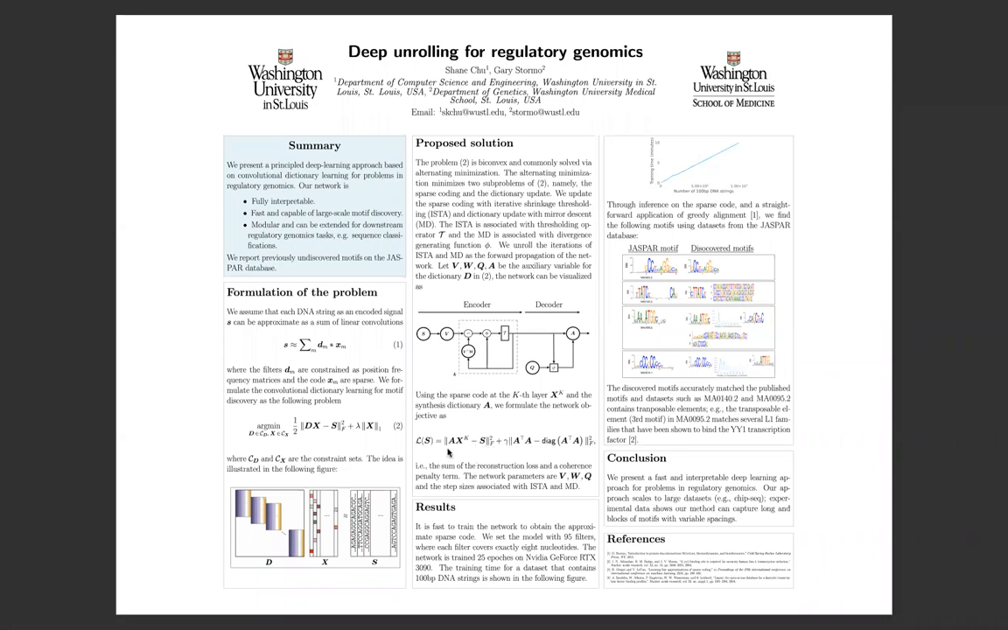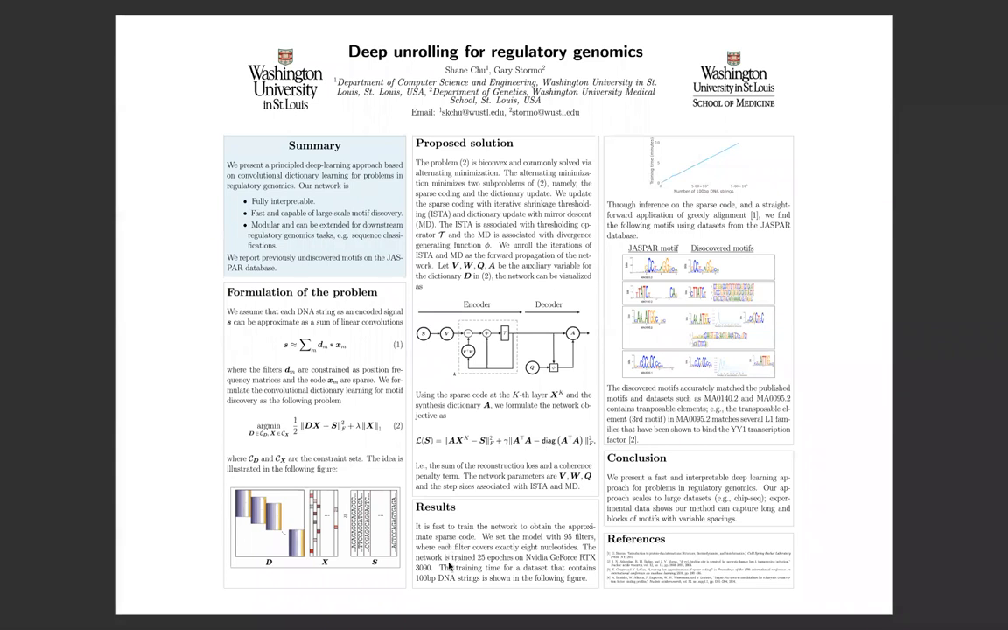We formulate the objective of the network as the following equation below. The first term in this objective is the reconstruction loss. And the second term here is a coherence regularization on the filters. This coherence regularization ensures that the filters are not too similar to each other.